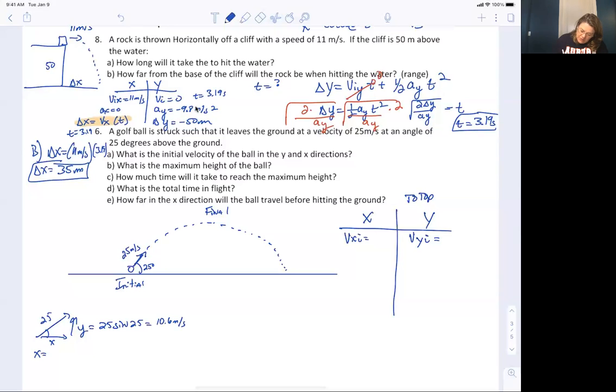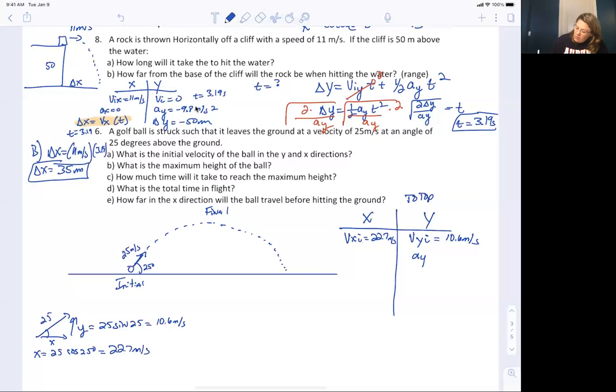And then in the X direction, it's hypotenuse times cosine of 25 degrees. And that will give me 22.7 meters per second. Now I can fill this in, 22.7 meters per second and 10.6 meters per second.